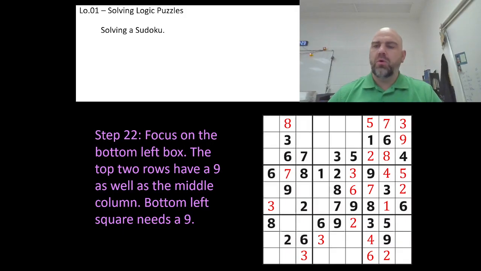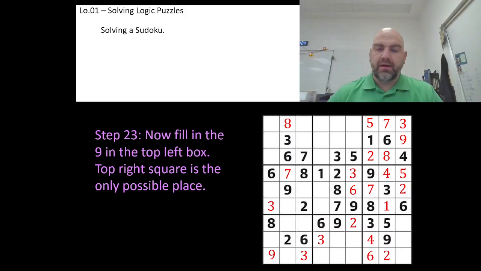Now we don't have any more rows or columns which have only one spot available, or boxes which have one spot. So now we're going to have to keep moving on and trying to eliminate certain spots with the rows and columns. We're going to focus on the left bottom box. Now I'm not going to highlight that right now, but the two top rows and the middle column each have a 9, but the box doesn't. So we're going to put a 9 in that missing spot. It's the only one that's open, and fill up that one right there.